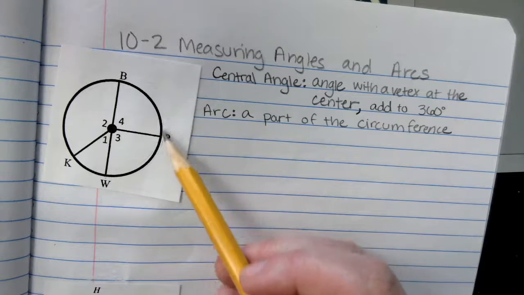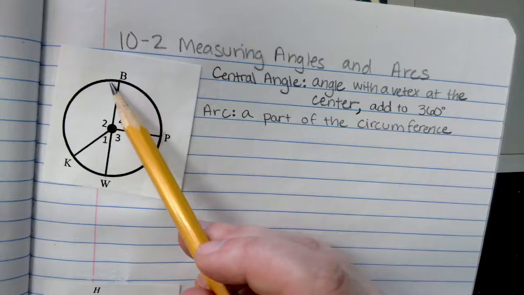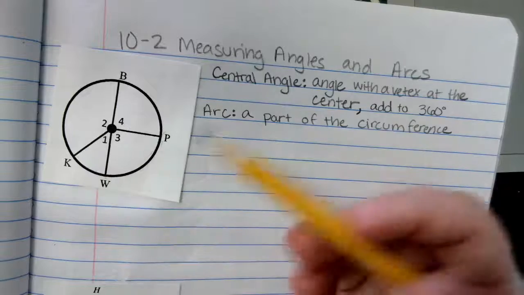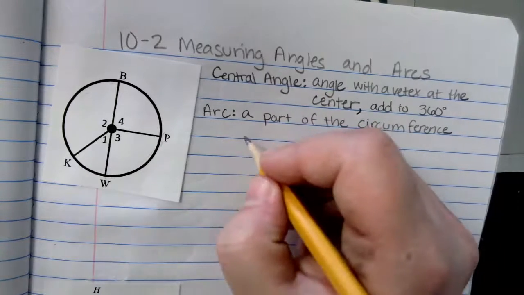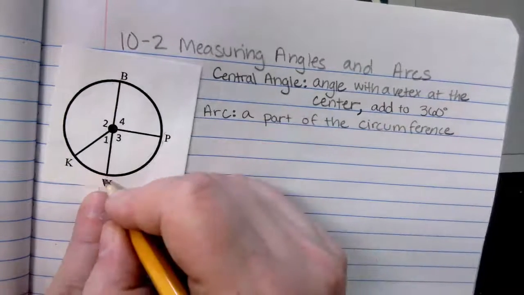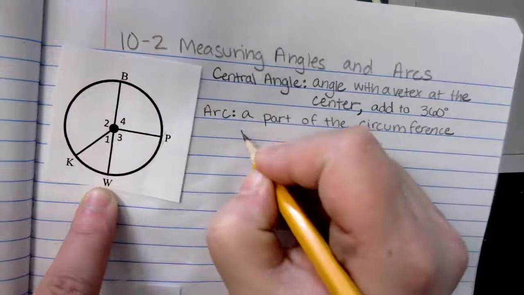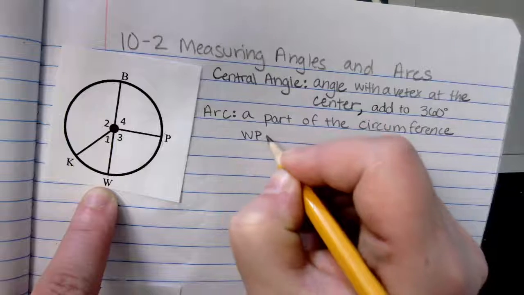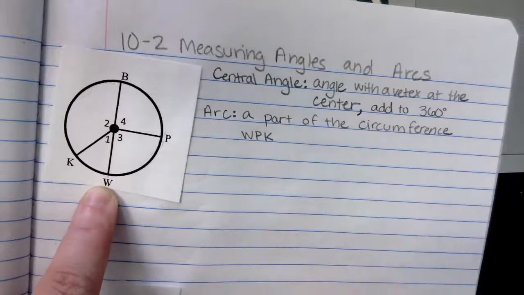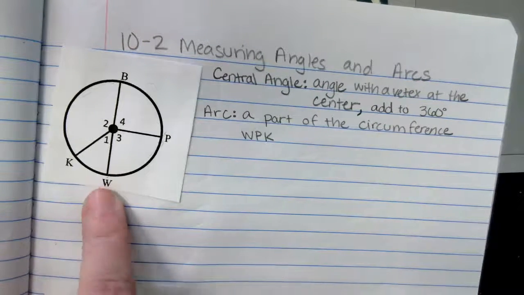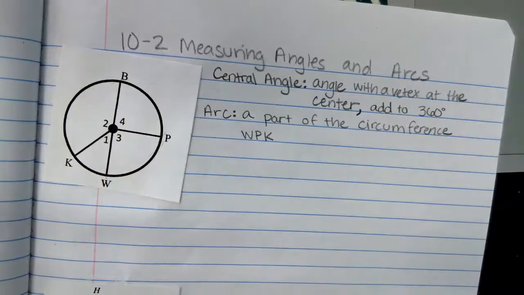So the way that we notate that, if I wanted to go W, P to K, is I'm going to go W, P, K. We use those capital letters for the points. But to show that we're going around the circle, it's an arc, we do a little arc symbol above it. It's not a straight line, it has to have that curve.